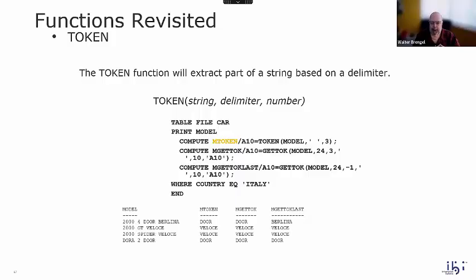So that's replacing getToke. So in this case, I'm doing token model, and I'm using like a sentence, I'm using the space, and I'm taking the third parameter. So for model 2004 door, the third token would then be door.